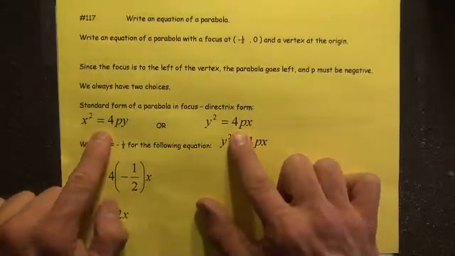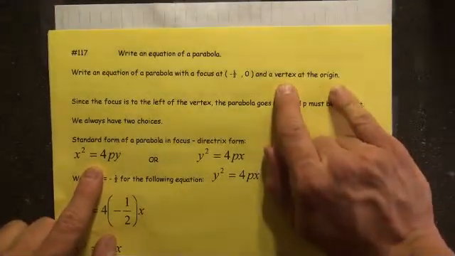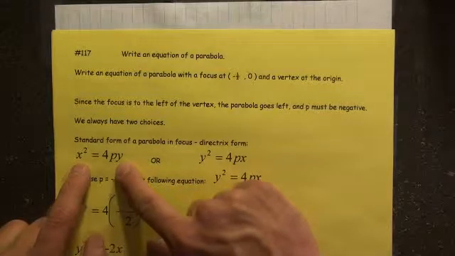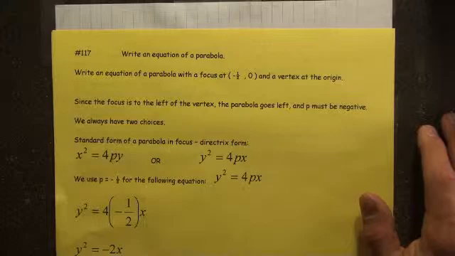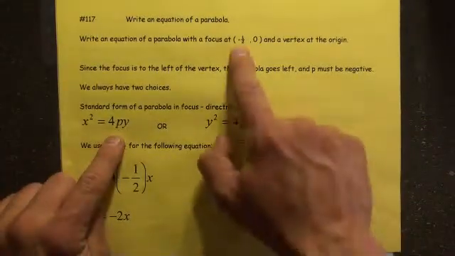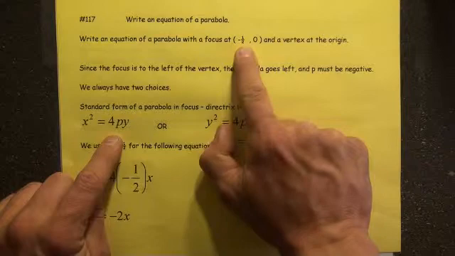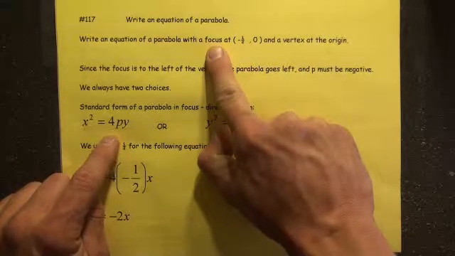And what we have here is a huge hint. The vertex is at the origin. That means X and Y have not been moved away from the origin. Everything's going to start here at 0, 0. Now, they tell us what the p-value is, because -1/2, 0 is the focus.